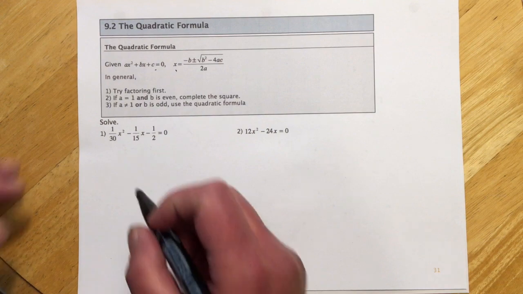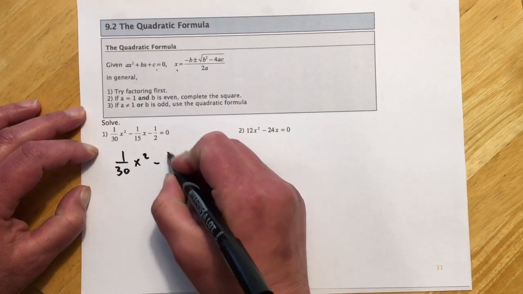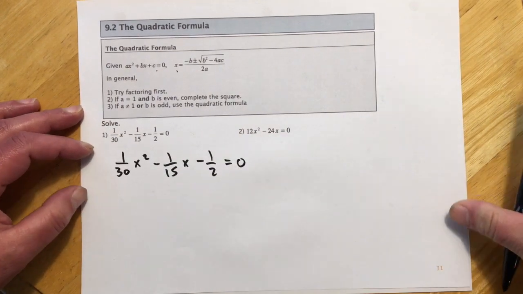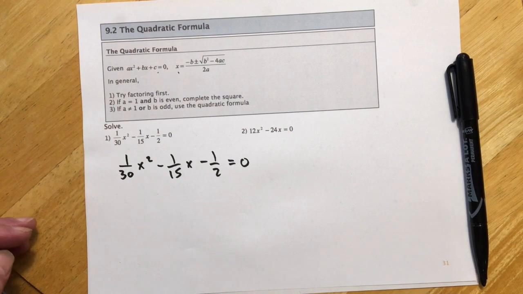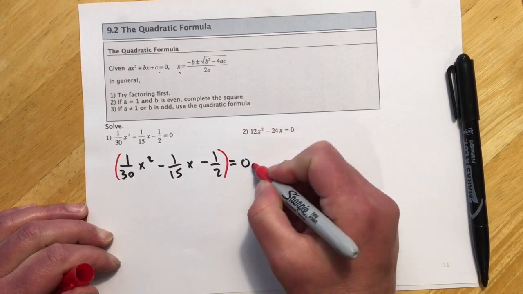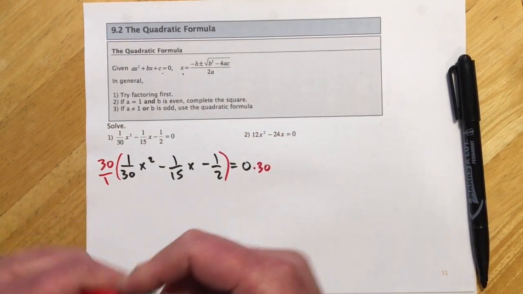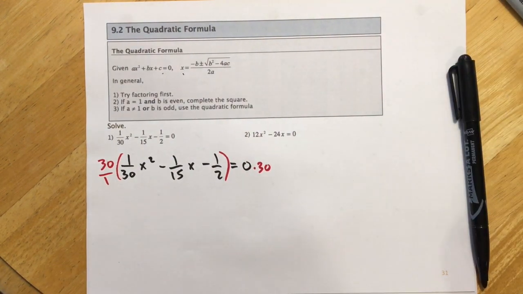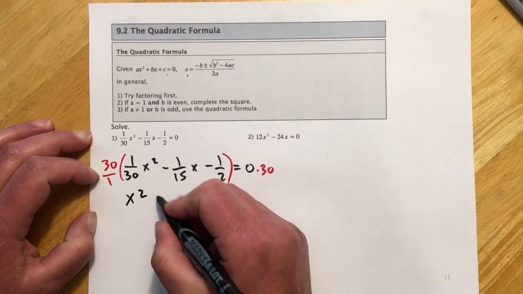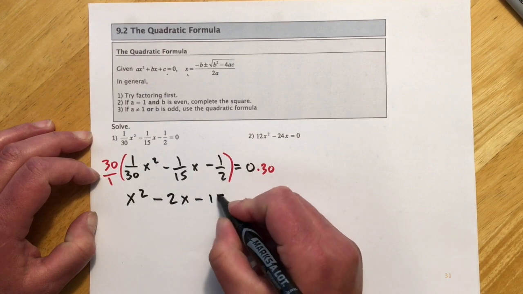So this first one, no matter what it's going to turn out, we don't want to do the fractions. So the first thing we're going to do is multiply both sides by the LCD, which in this case is 30. So do 30, and you think of it as 30 over 1 if that's helpful. And that's going to cancel this one and make this plain x squared. 30 over 15 would be a minus 2x, and 30 over 2 would leave minus 15.